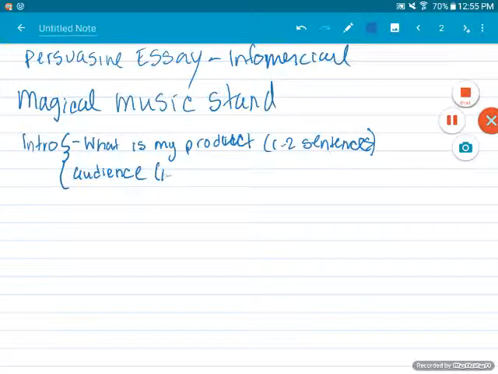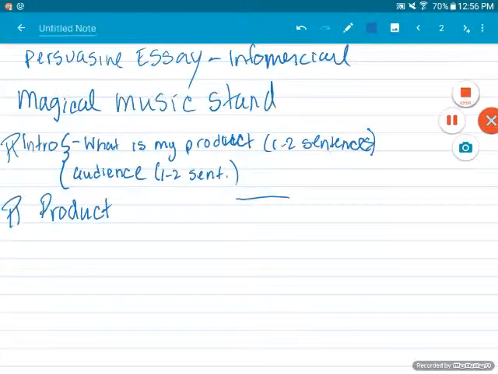Again, though, guys, 1 to 2 sentences. That's it. That's your introduction paragraph. Not hard, is it? So that's our intro, our first paragraph. Our next paragraph is actually kind of another intro, because now what we want to do is explain what our product is. So what is my magical music stand?